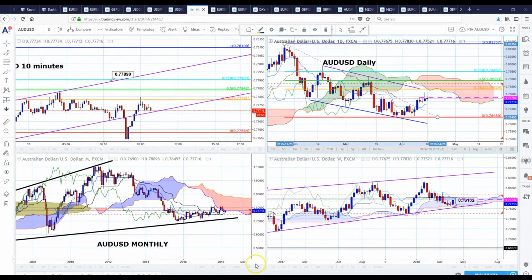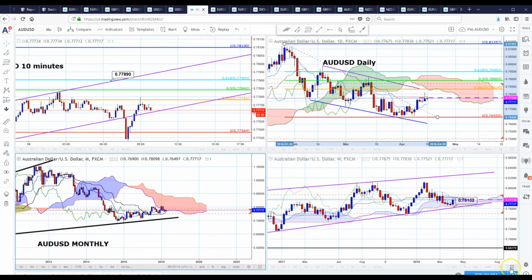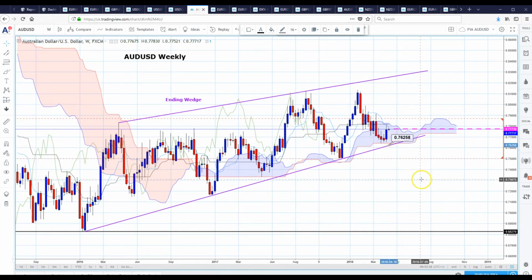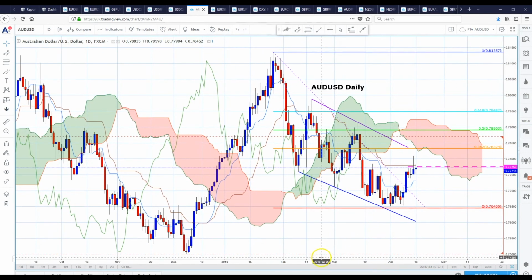Aussie dollar monthly chart, huge expanding wedge formation that has an eventual bias to break to the downside. This whole move up from the beginning of 2016 looks corrective. The weekly chart looks like an ending wedge pattern. Again, we need to see a break of support to confirm that, coming in around about 76.20 this week. Holding within the weekly Ichimoku cloud, that normally means that daily results are pretty mixed and volatile.